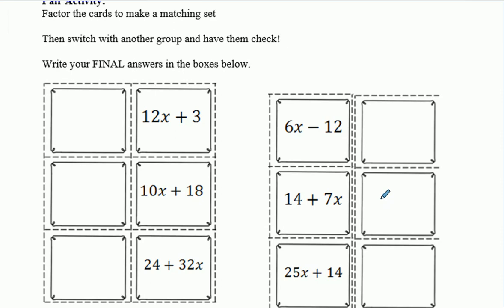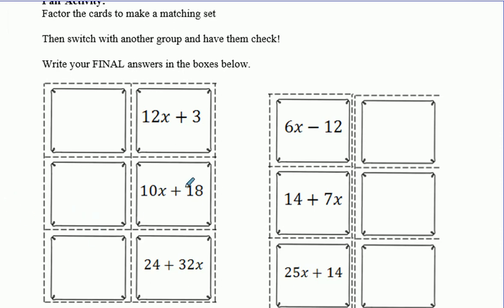So with partners that either are self-selected or that are matched with the sticks, your job is to factor these expressions and write their factored answers in the empty cards. Switch with another group, have them check your work, send it back to you, and I will go over the final answers here. So pause the video, about 10 to 15 minutes to do that activity, and then come back when you're ready to go.